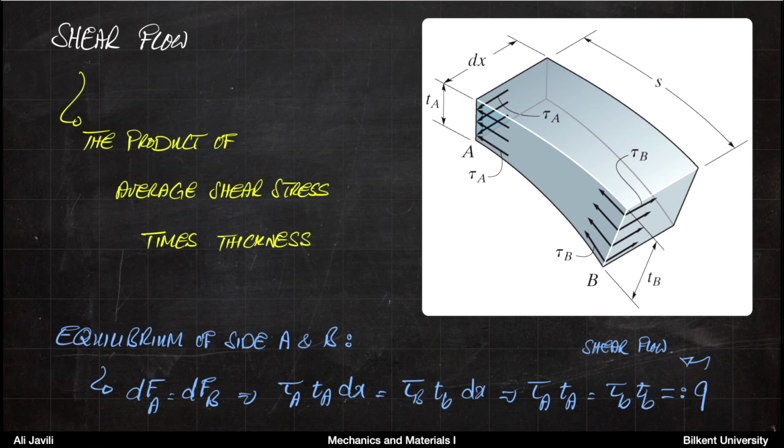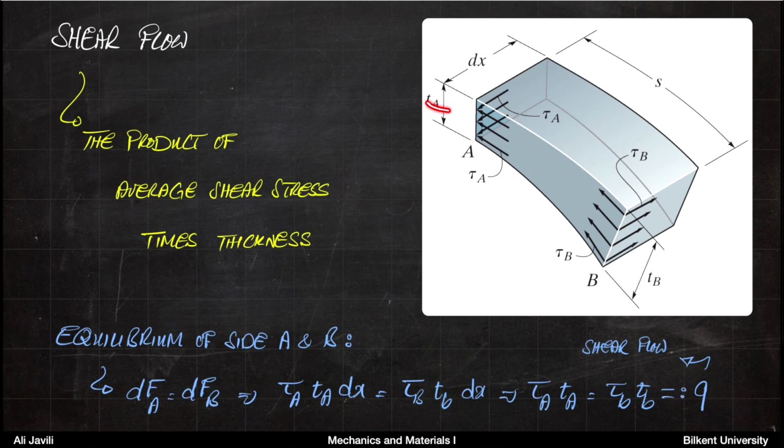And for that one, now if you write the equilibrium on two sides, for instance, if you look at this side here and this side corresponding to that, if you write the equilibrium for that, these two sides should be in equilibrium. You know that dFA, so let's say the incremental force on side A, must be the same as the incremental force on side B.